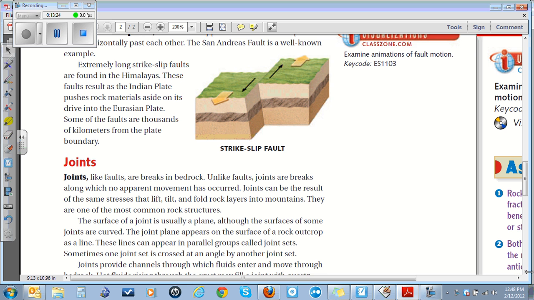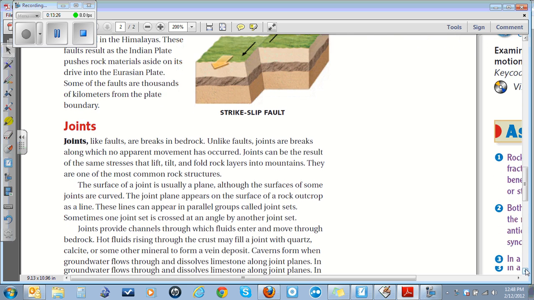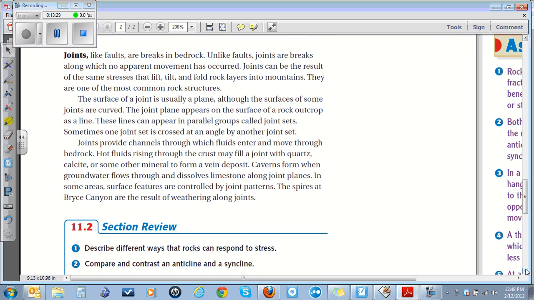Joints. Joints, like faults, are breaks in bedrock. Unlike faults, joints are breaks along which no apparent movement has occurred. Joints can be the result of the same stresses that lift, tilt, and fold rock layers into mountains. They are one of the most common rock structures. The surface of a joint is usually a plane, although the surface of some joints are curved. The joint plane appears on the surface of a rock outcrop as a line. These lines can appear in parallel groups called joint sets. Sometimes one joint set is crossed at an angle by another joint set.